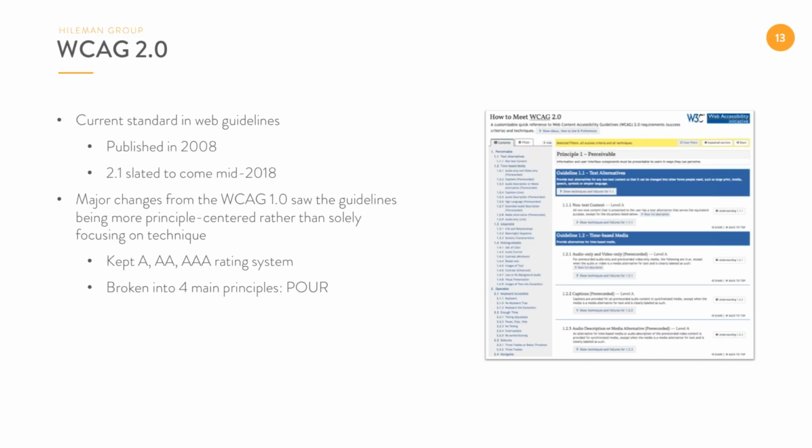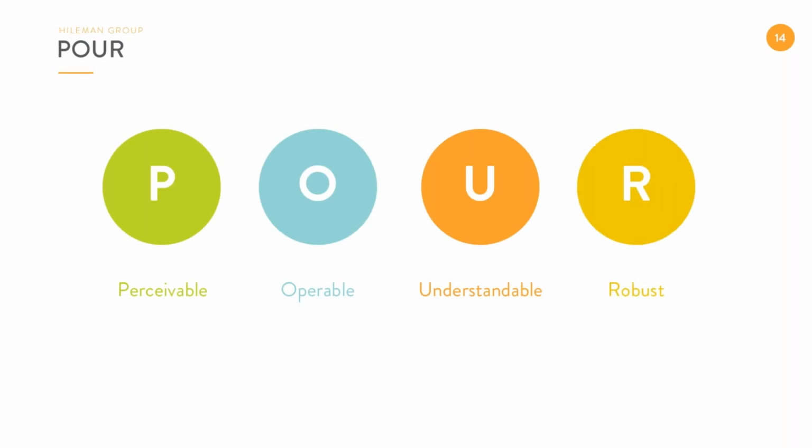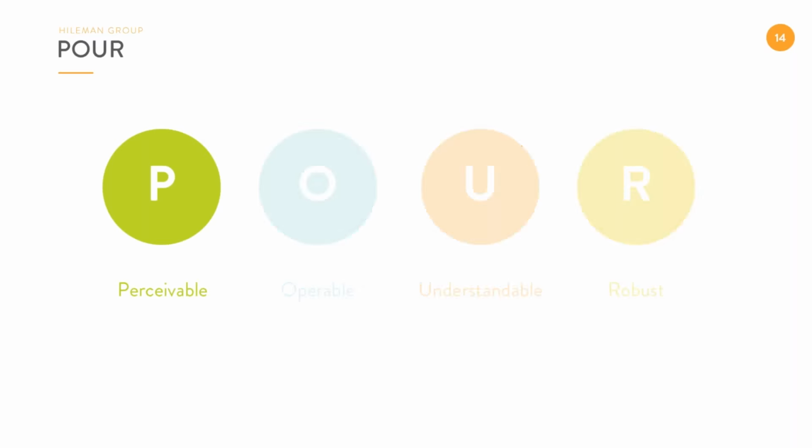The rating system stayed the same, but instead of 14 pillars that they had before, they broke it into 4, and that is POUR. So what is POUR? POUR stands for Perceivable, Operable, Understandable, and Robust. These are the 4 pillars which all accessible websites are based under. We're going to start with Perceivable.